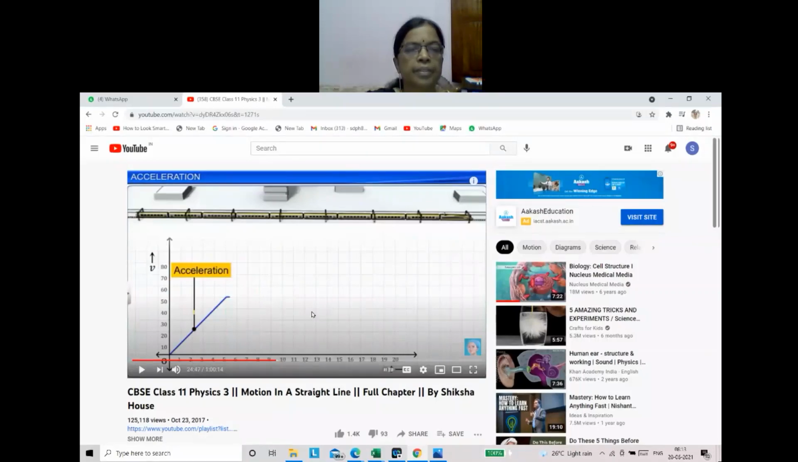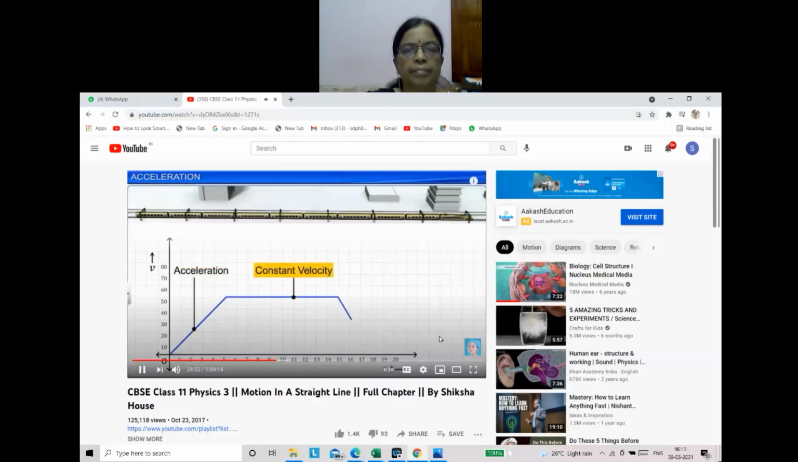The train travels at constant high speed until it approaches the next station. There is a sudden drop in speed when it enters the station till it finally stops. See here what you have observed.